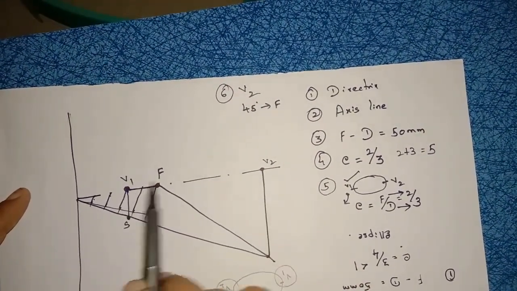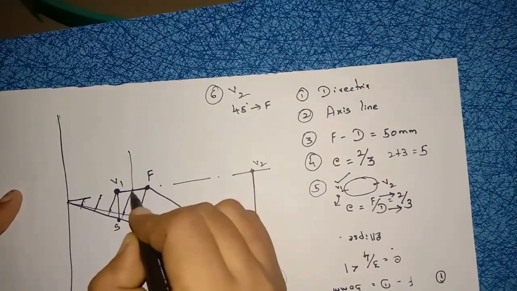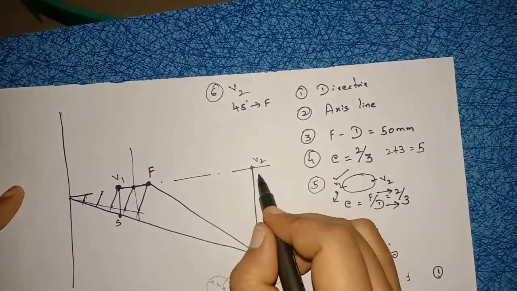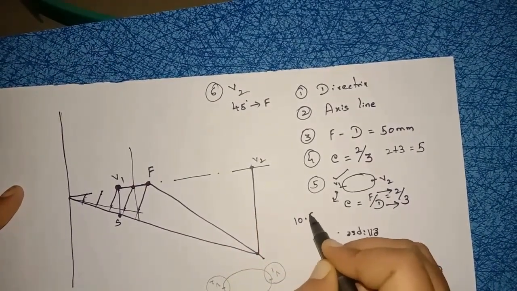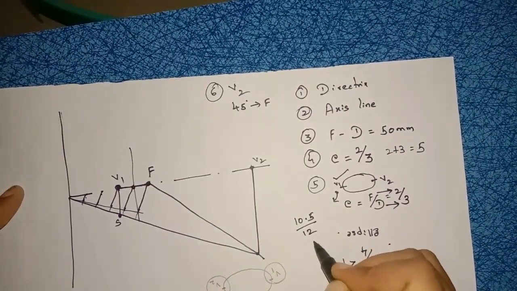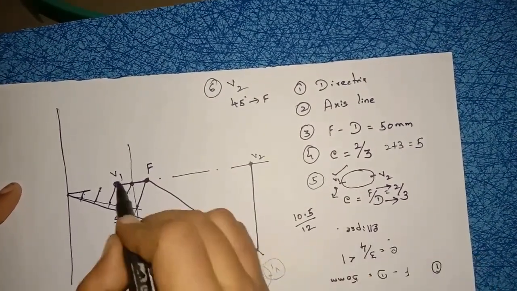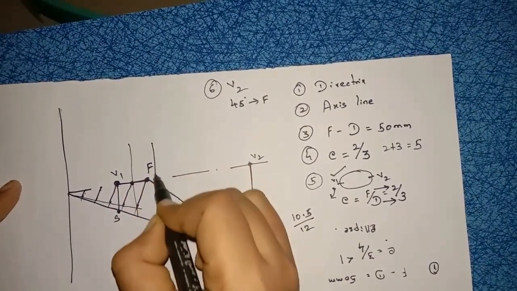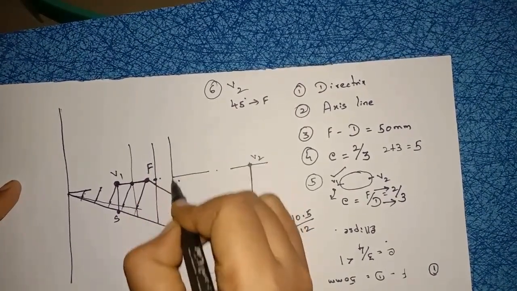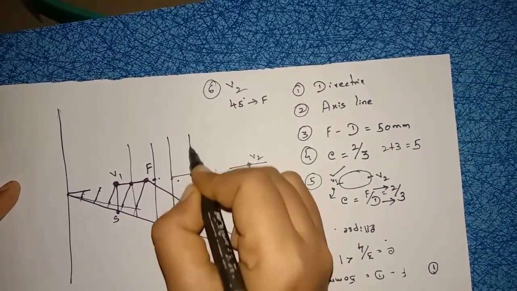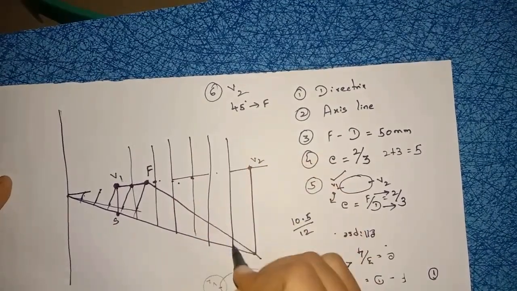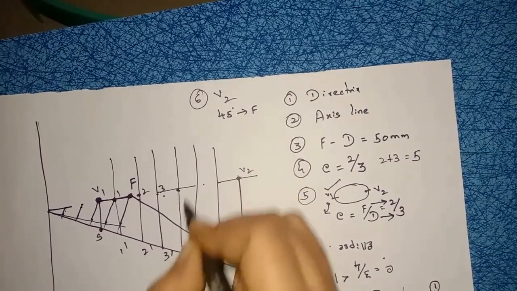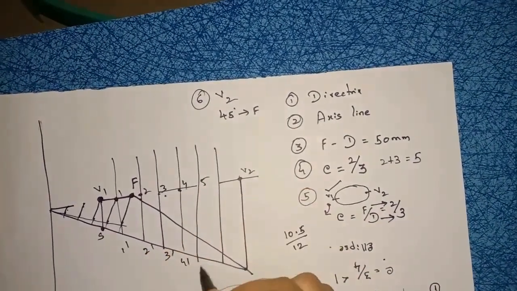So now measure the distance from V1 to V2. Just simply mark the points. If the V1 V2 distance is 10.5, I want to divide the 10.5 distance into 12 equal parts. So 10.5 by 12 is 0.88 something. Just keep your scale at 0.8, draw a line. Again keep your scale at 0.8, like that. Divide into equal parts: 1, 1 dash, 2, 2 dash, 3, 3 dash, 4, 4 dash, 5, 5 dash, and 6, 6 dash, right?